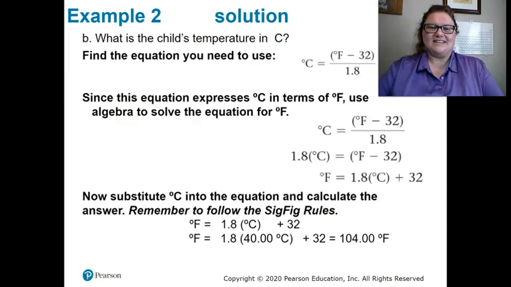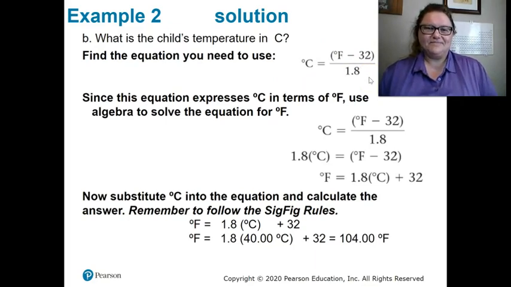All right, so we're back to see the answer now. We're going to solve for Fahrenheit. I did say that was a bit of a typo. I've got to fix that. So find the equation we're going to use. We want something with a C and an F in it. That's this equation right here. So first step is to write that down.